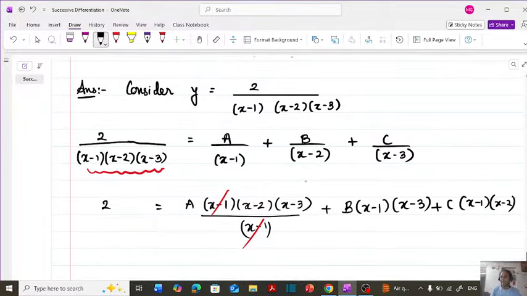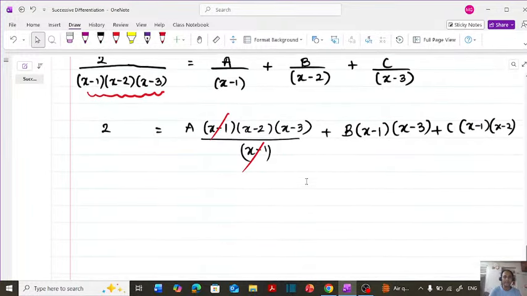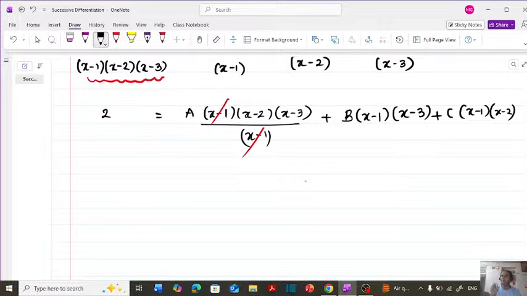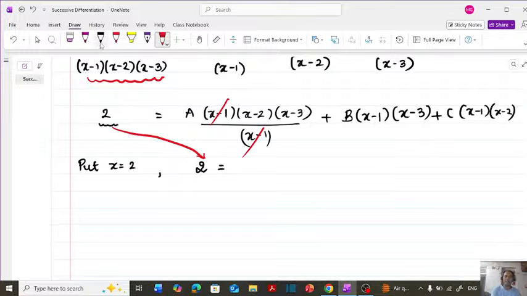Now you need to find the values of a, b and c. How do you find those values? By putting arbitrary numbers. It is wise that you put some sensible numbers. First I will put x equal to 2. When I put x equal to 2, I see that the first term becomes 0. So I get 2 equal to the LHS 2. This 2 has come here.